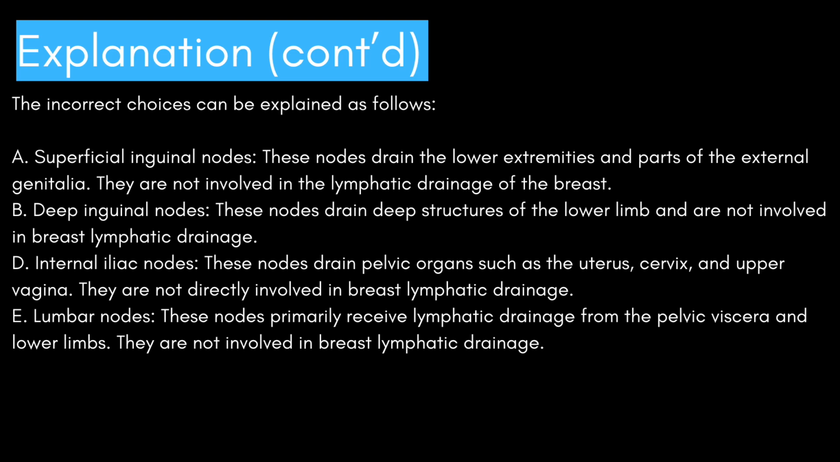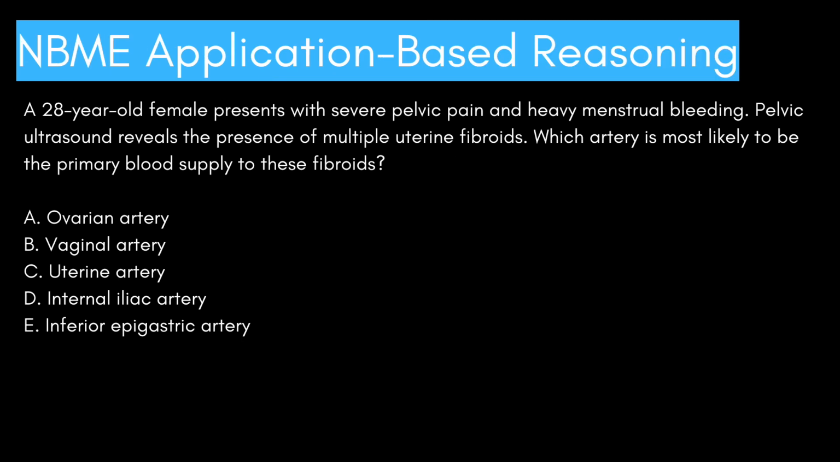All right, now that we have covered this question, let's move on to look at the next question. A 28-year-old female presents with severe pelvic pain and heavy menstrual bleeding. Pelvic ultrasound reveals the presence of multiple uterine fibroids. Which artery is most likely to be the primary blood supply to these fibroids?